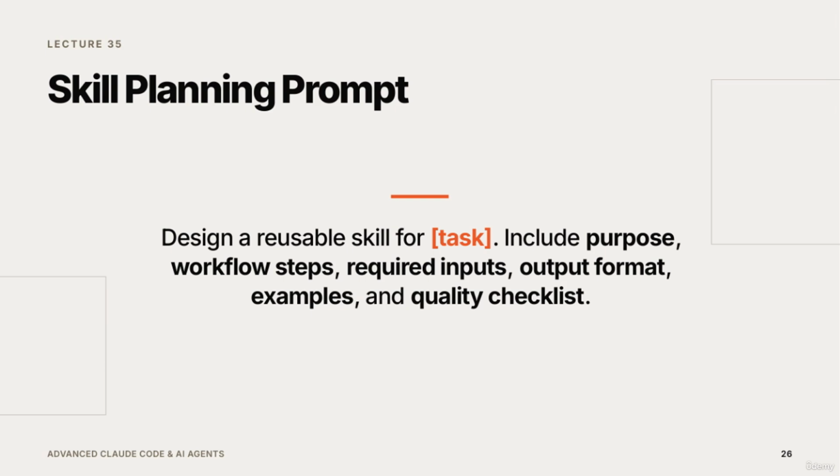It's also crucial to specify the inputs required for the skill to function properly, as well as the expected output format, so the results are consistent and usable. Including examples helps illustrate how the skill operates in real scenarios, making it easier to understand and implement. Finally, having a quality checklist ensures the skill meets certain standards and performs reliably each time it's used. This structured approach not only enhances efficiency, but also maintains high-quality results when deploying AI solutions.